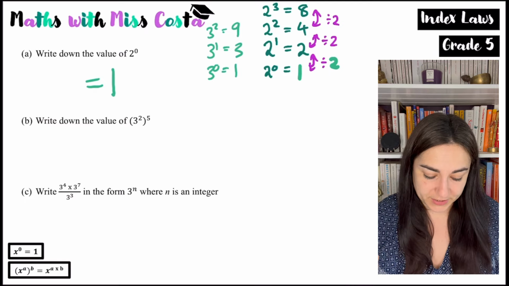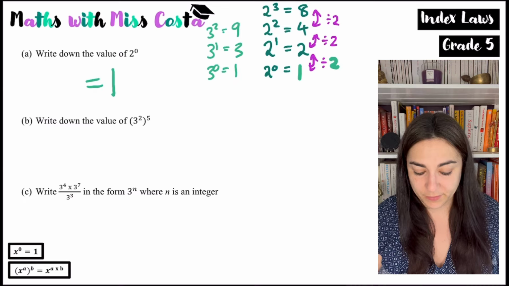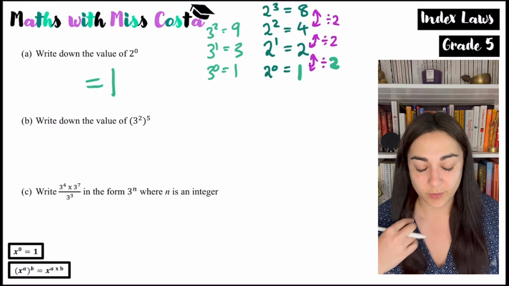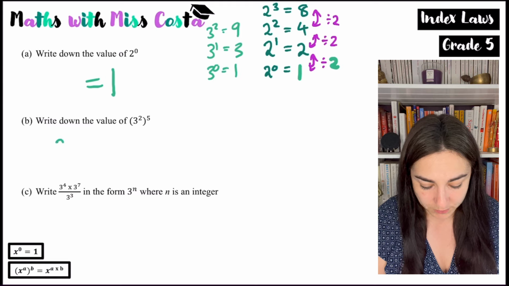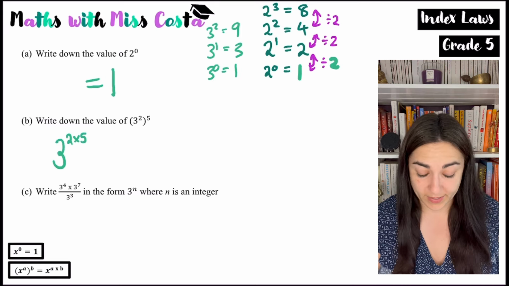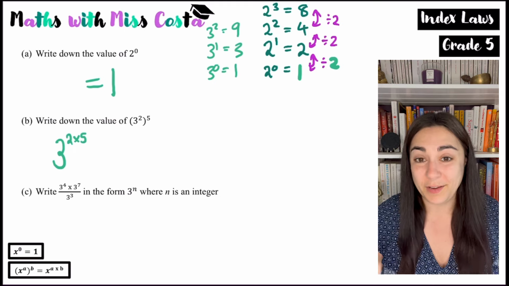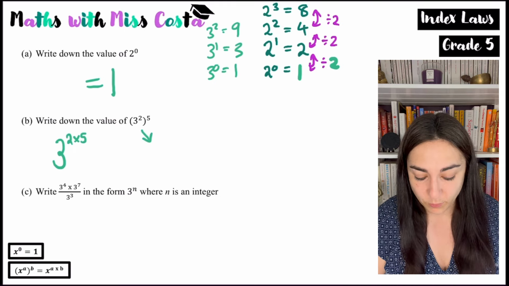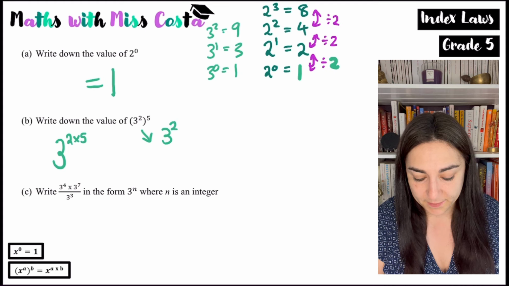Now for the next question, it's saying write down the value of 3 squared to the power of 5. Now when you've got something in brackets, the shortcut rule is you just multiply the powers. So that would be 3 squared times by 5. But if you don't like memorizing rules and you find this a little bit tricky, then just write out what the algebra is telling you.